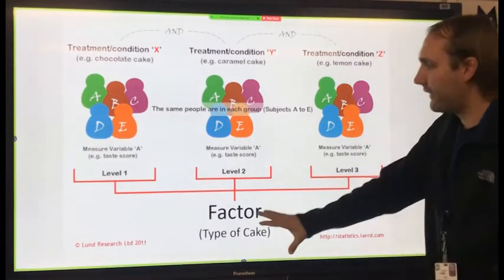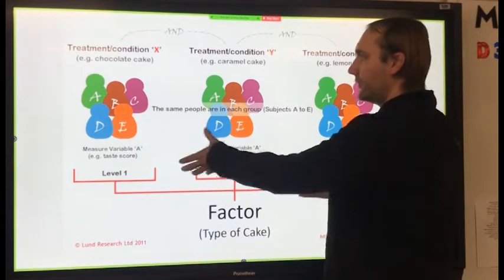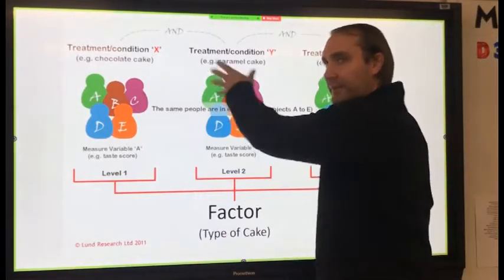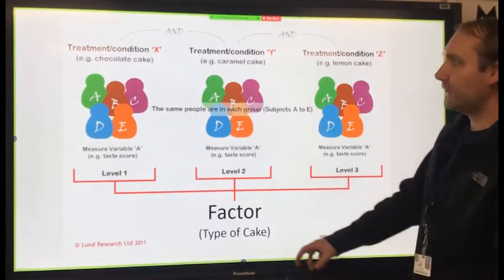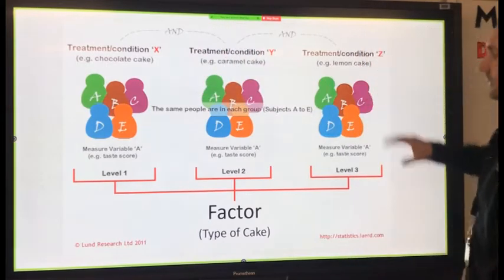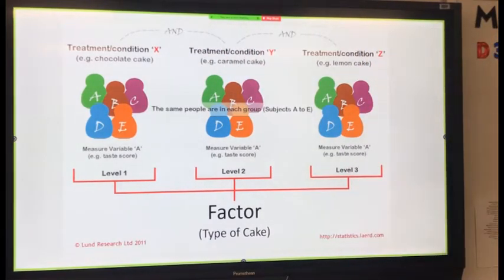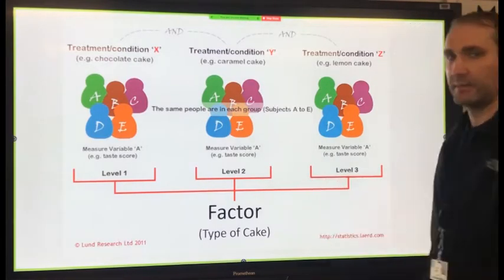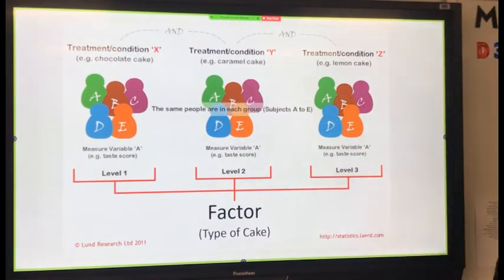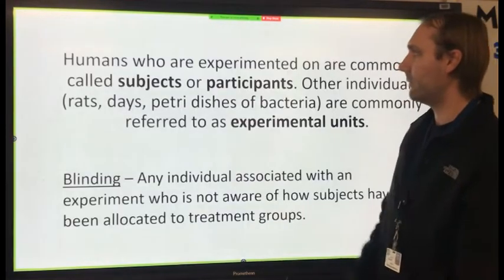So that's the experiment. That's what I mean by your factor. What is it you're trying to manipulate? I'm manipulating the types of cakes, right? My treatment is the different types of cakes. And then my response variable is their score. And then each of these are considered levels that make up my factor. So pictures help me out a lot. I hope that this helps you with that vocabulary.